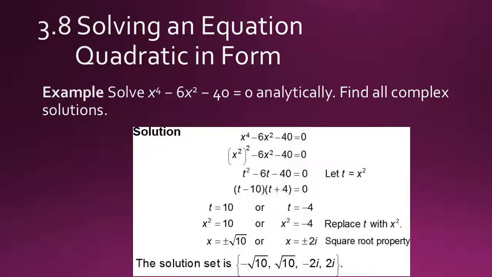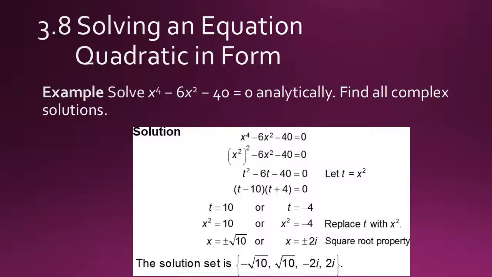Okay, so what they do is they actually replace, instead of u, which they said to do, they're actually replacing it with t. But they say, hey, look, x to the fourth is the same as x squared squared. So we're going to let x squared be t. So we're going to replace all of our x squares with the letter t. So that changes it into a quadratic, so we have t squared minus 6t minus 40 equals 0. And then we factor that into t minus 10 times t plus 4. And then we solve that, and we get t equals 10 or t equals negative 4.